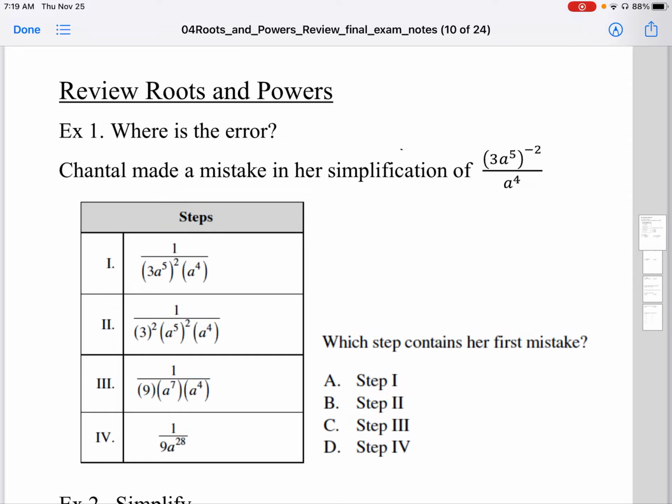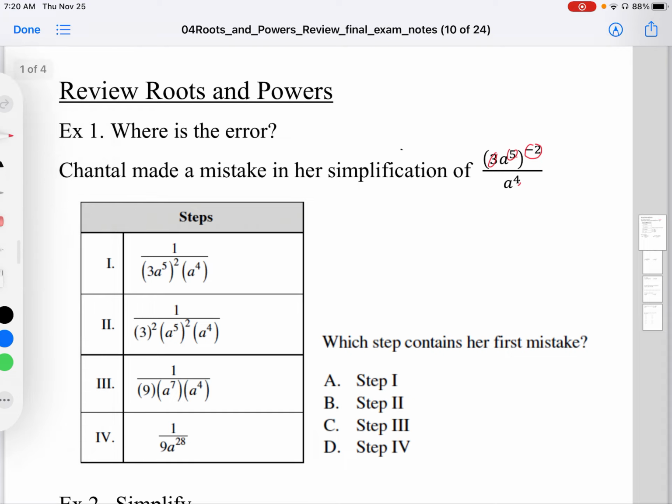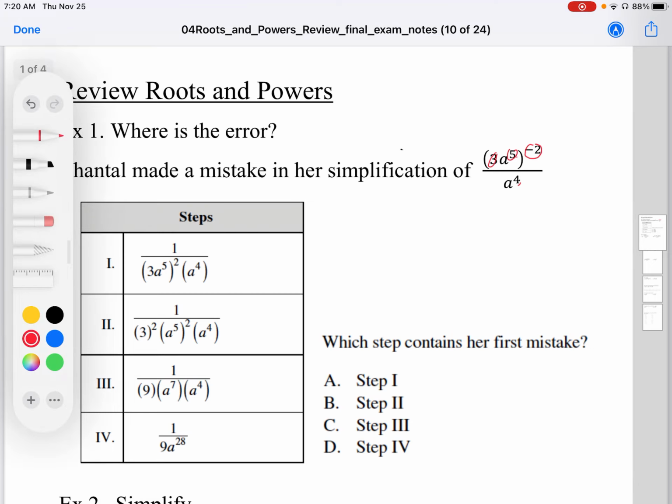In example one, we're looking at finding where the error is. So Chantal made a mistake in her simplification of (3a^5)^-2 over a^4. One of the big things that we have to be careful of is this application of the power to both multiplicative terms. Each part of that multiplication needs to have that power applied.